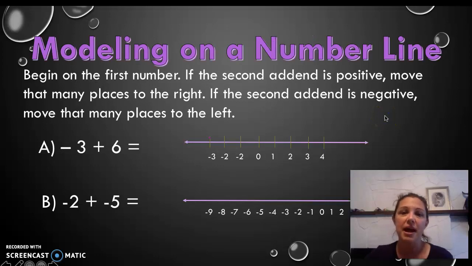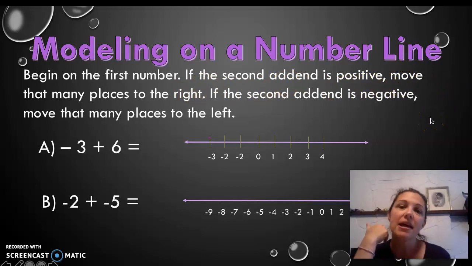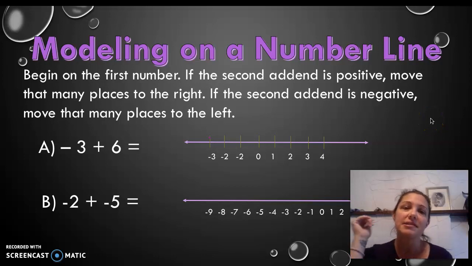So we're going to start with adding and just modeling this on a number line. You do not have to write this down. If you want to, you can, but I'm not going to make you. I just want you to see this. It says begin on the first number. If the second addend is positive, you're going to move to the right that many places. And if the second addend is negative, you're going to move to the left that many places.